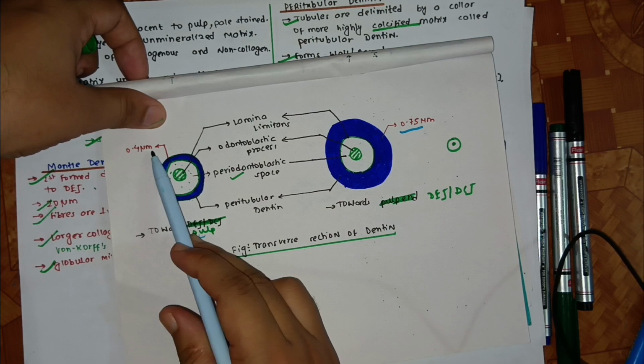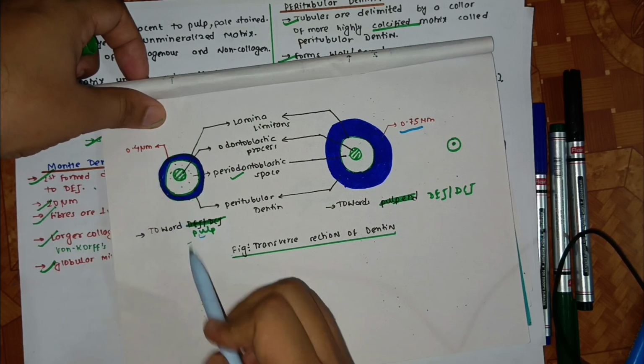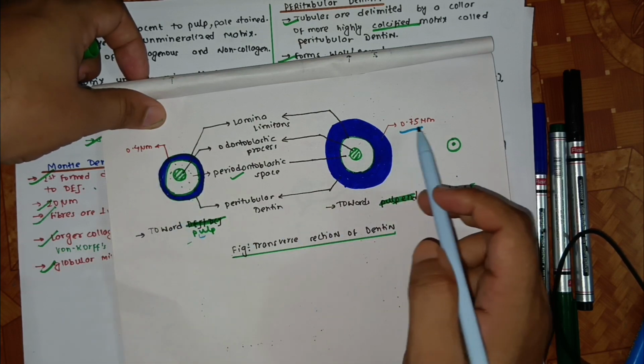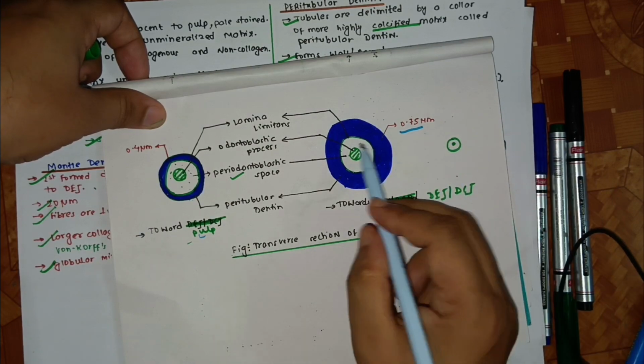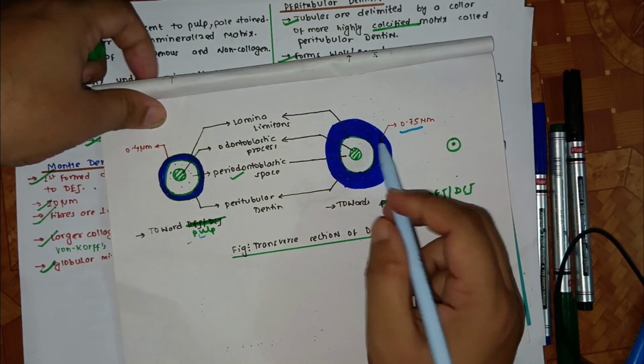So 0.4 micrometer is towards the inner dentin, towards the pulp, and 0.75 micrometer is towards the dentin enamel side, and it is of the larger thickness.